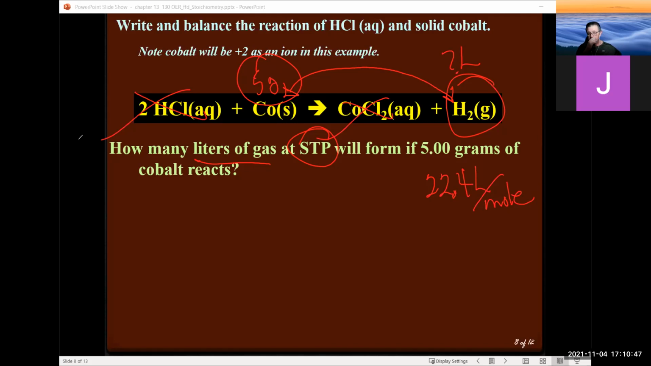All right. So step number 1. We got 5 grams of cobalt, okay? And then I'm going to need a conversion to moles. And then from moles, guess what? STP, where at STP, I can convert directly to volume, liters. So I need 2 conversion factors here.